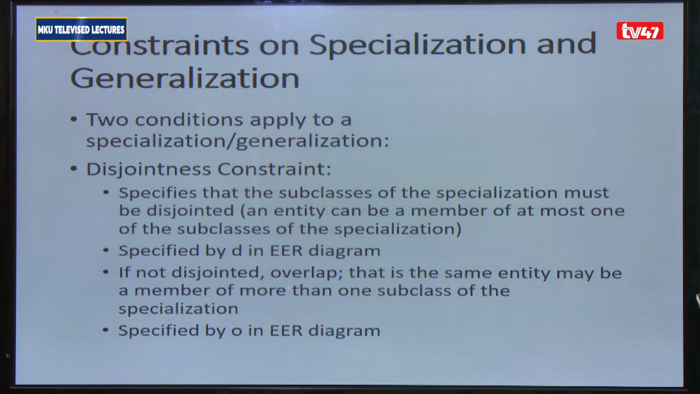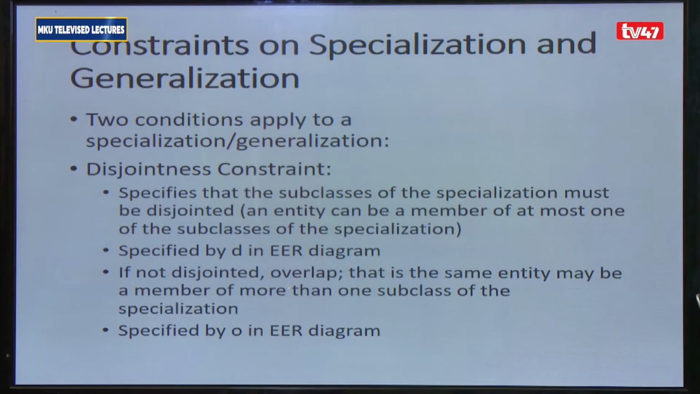So two conditions apply to our specialization and generalization. What are these two conditions? We have the disjointness constraint.